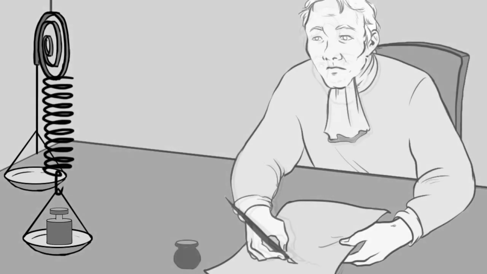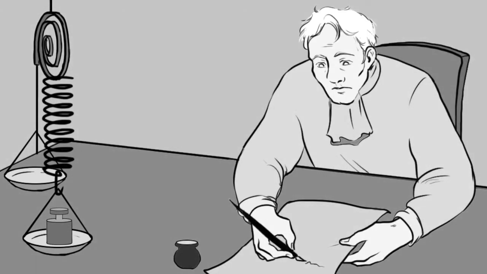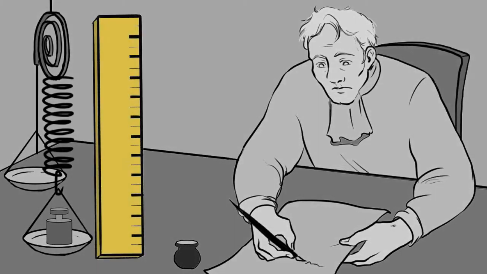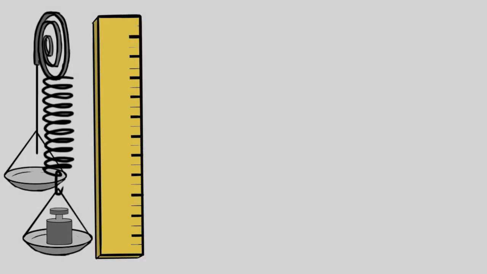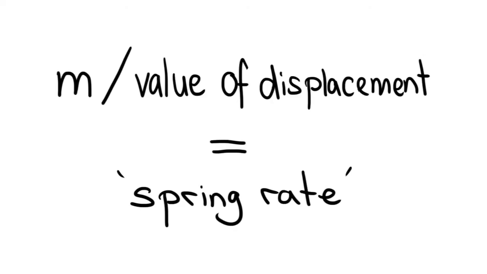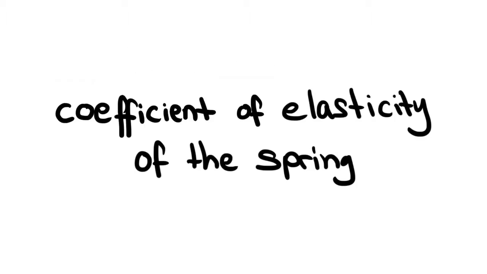of a suspended spring. Then he noted the displacements of the pointer regarding the ruler and measured extension of the spring. He then divided the mass of the weight by the value of displacement. Hooke divided the mass of the weight by the value of displacement and called the derived amount the spring rate, or chi, or later the coefficient of elasticity of the spring.